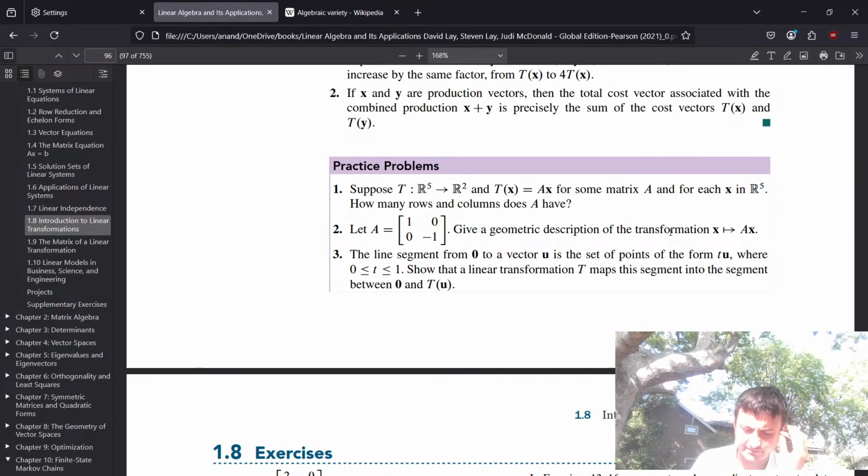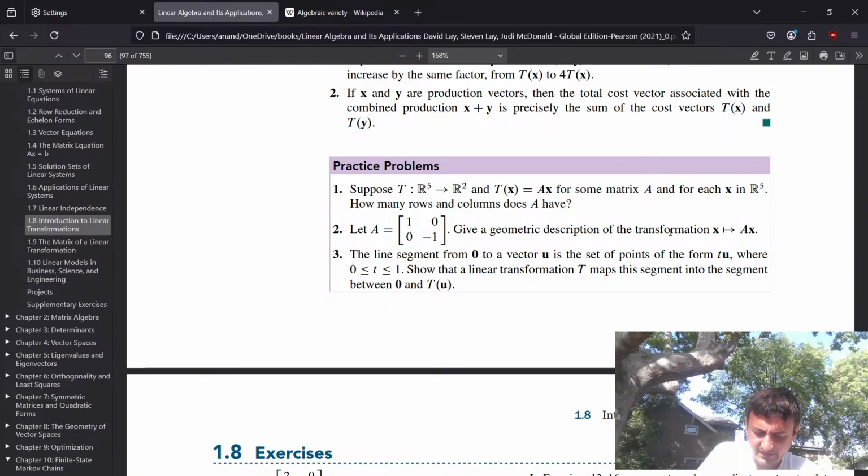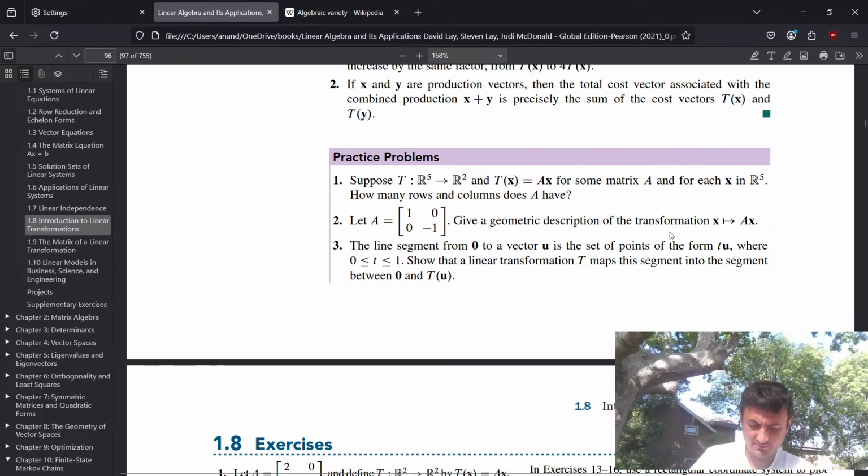Okay, so I think, yeah, so geometrically, it is a reflection around the x-axis. I'm pretty sure that's true. Okay, number 3.